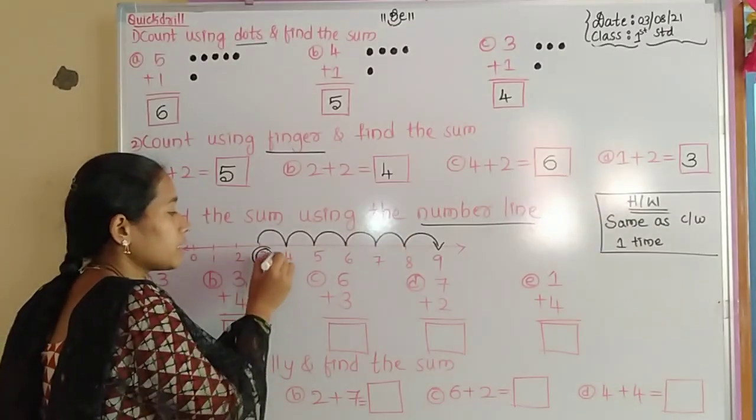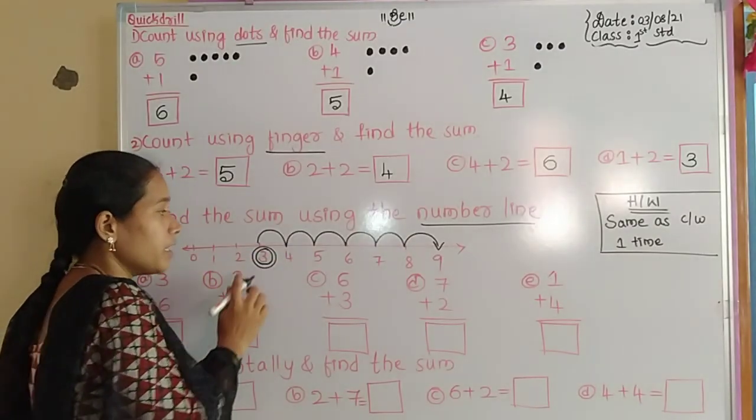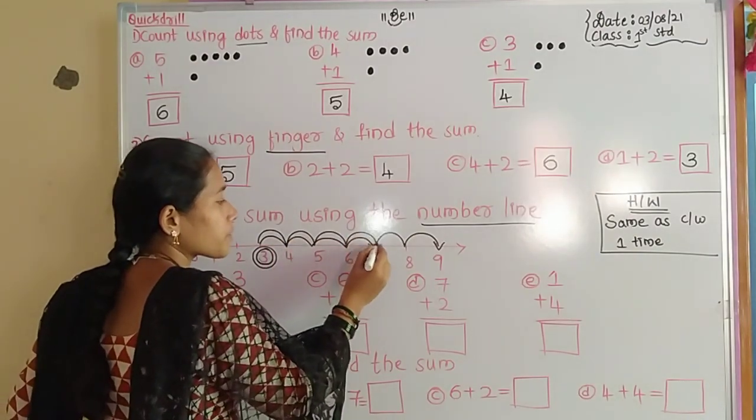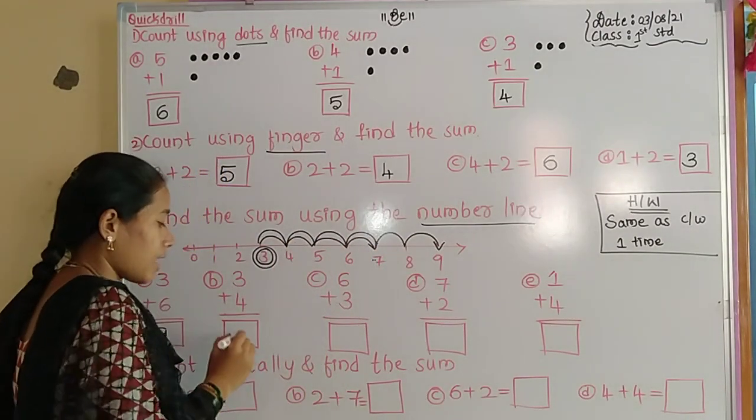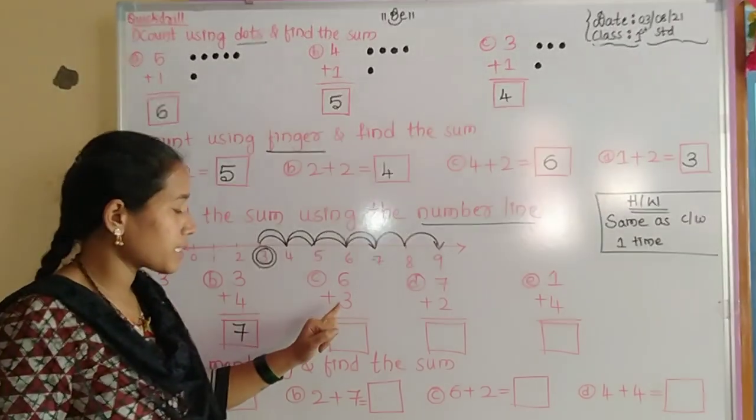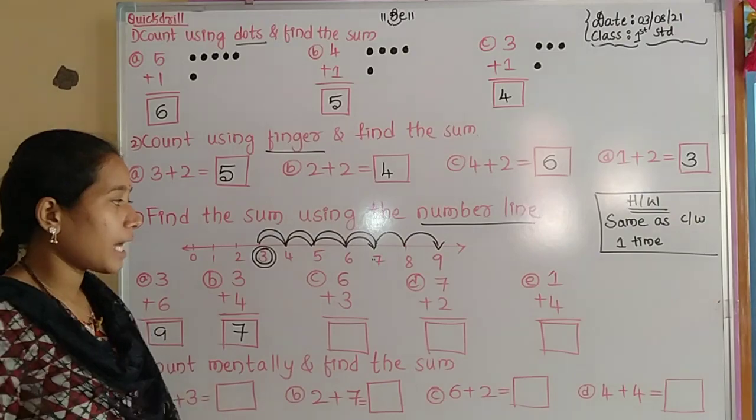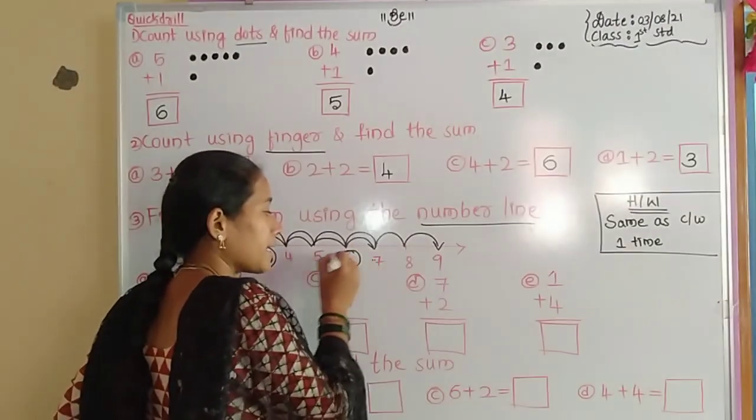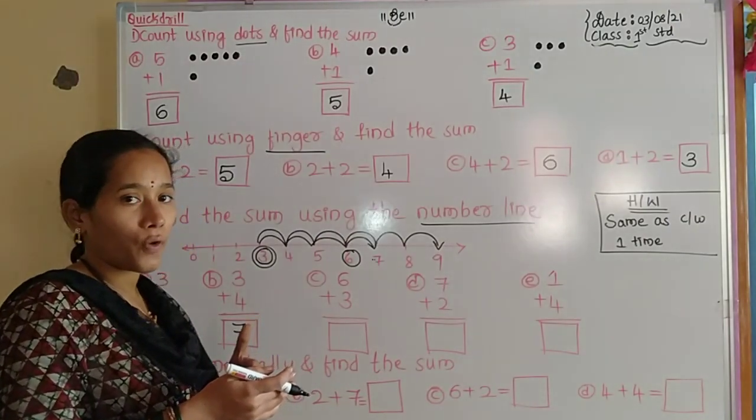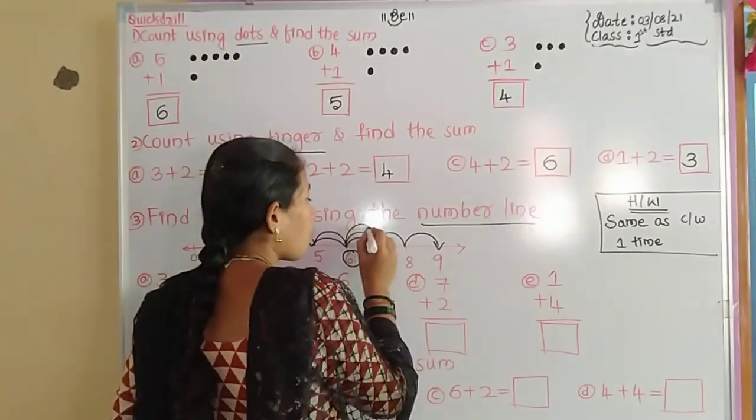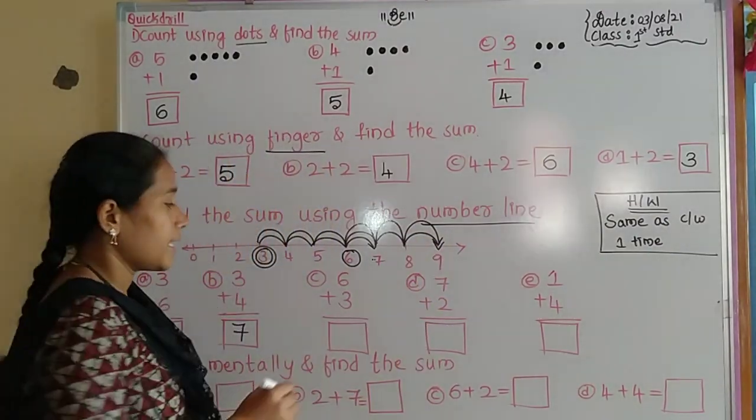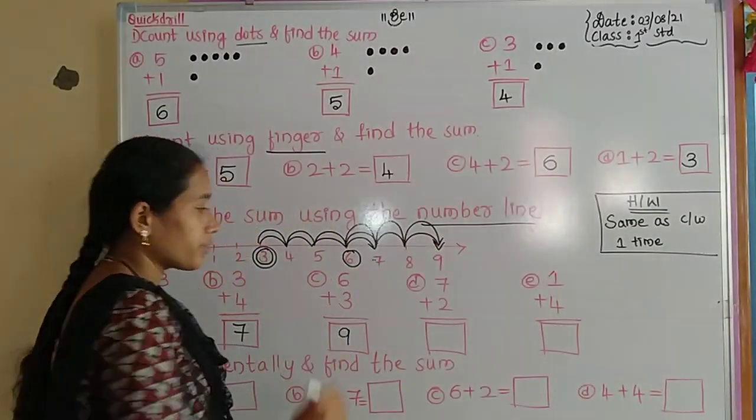Again 3 plus how many steps? Here 4. 1, 2, 3, 4 steps. So what's the number here? 7. So right here, the number 7. The next one, 6 plus 3 is there. Okay, what's the first addend? 6 is the first addend. Okay, so we have to move 3 steps forward from the 6. So 1, 2, 3. What's the answer here? 9. 6 plus 3 is equal to 9.